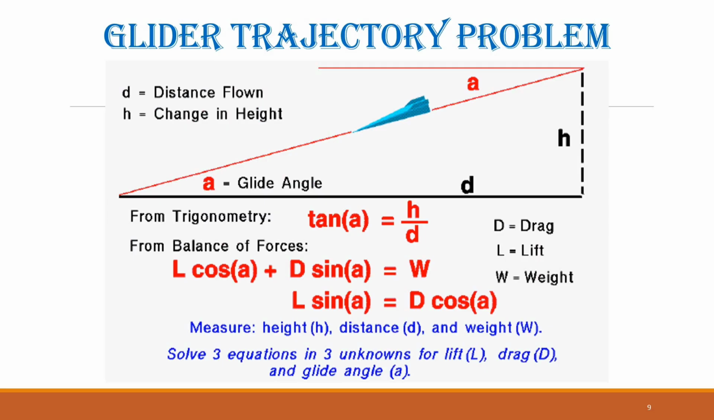By test flying a simple glider, such as a paper airplane, and measuring both the horizontal distance flown and the height from which it is released, we can calculate the glide angle using the first equation. Once the glide angle is known, and with the weight of the glider measured beforehand, the remaining two equations contain only two unknowns, lift and drag. Solving these equations gives average values for the lift and drag forces the glider experienced during the flight, providing a practical way to study aerodynamic behavior using straightforward observations and calculations.